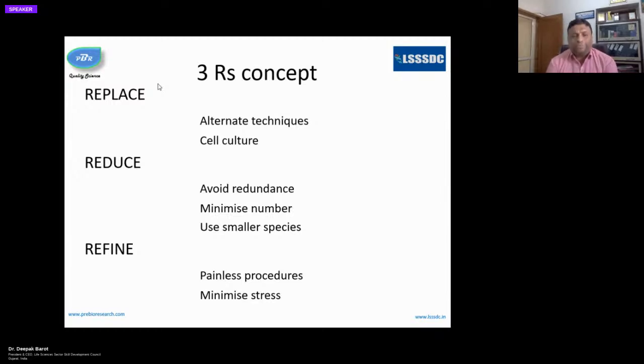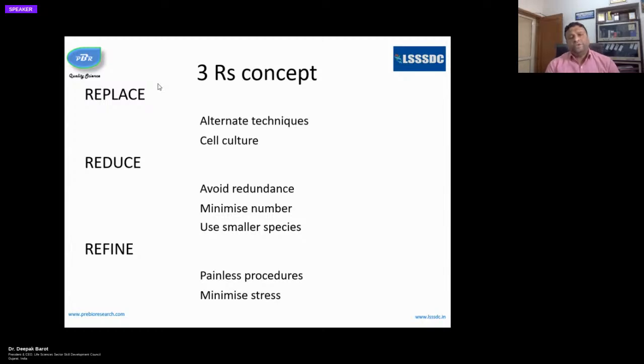Wherever possible, you can replace the usage of animals by alternate techniques, definitely, by using cell-based models. And then you can reduce: if you can get the required information and statistically significant data from fewer animals instead of using more animals, please go for that.